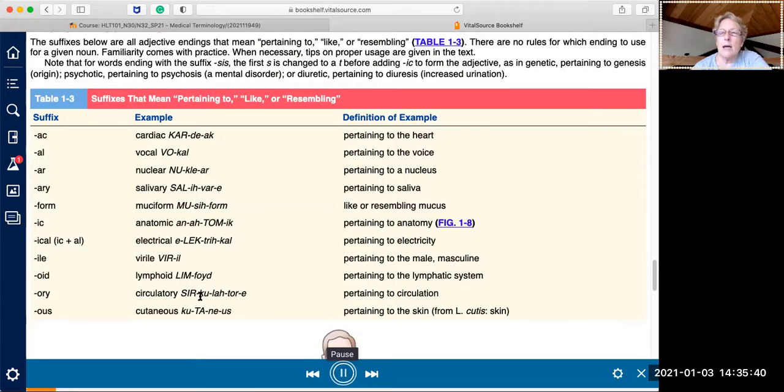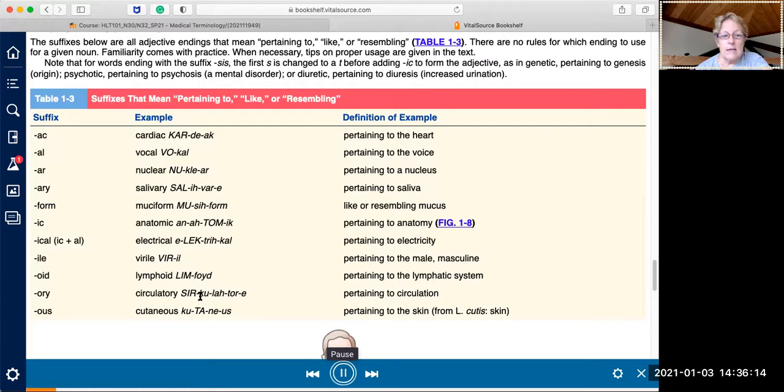pertaining to, like, or resembling something else, or something pertains to a particular root word, as in cardiac. It pertains to the heart. So whatever it is that you're reading about, or there may be another word in the text, which will tell you that this pertains to this root word, whatever it might be. So they give you some others.